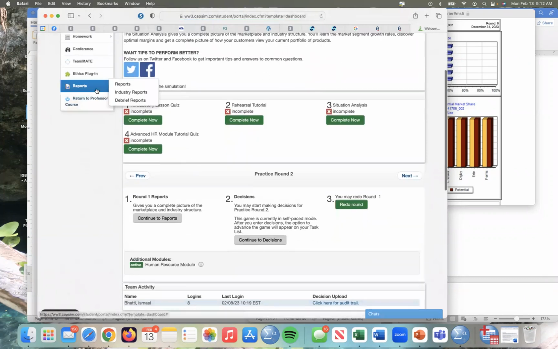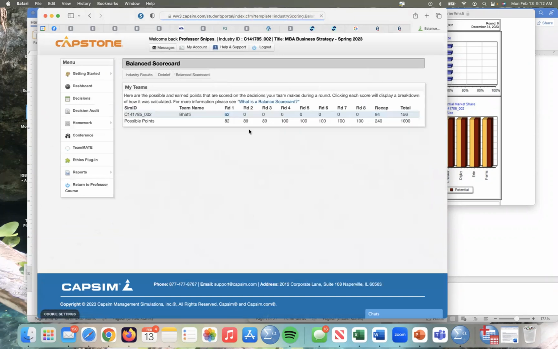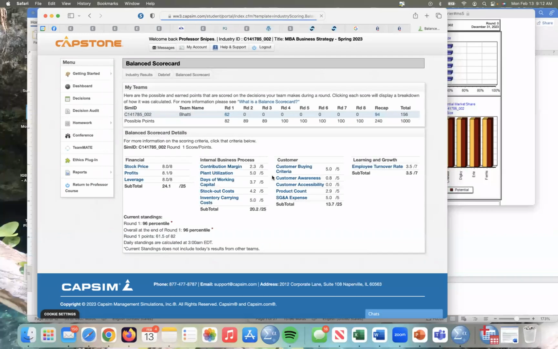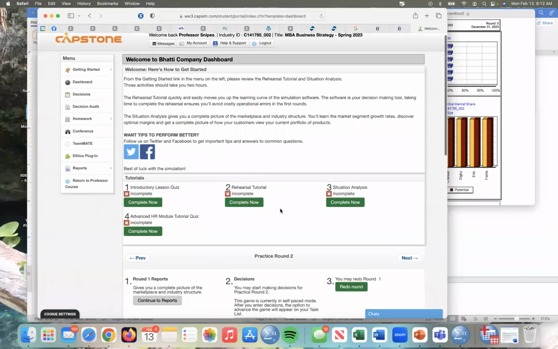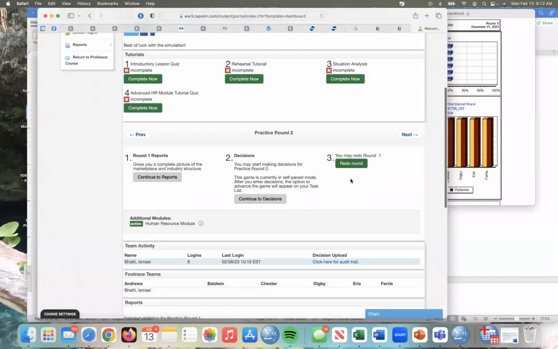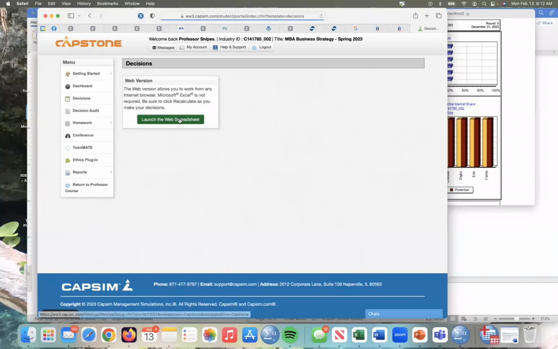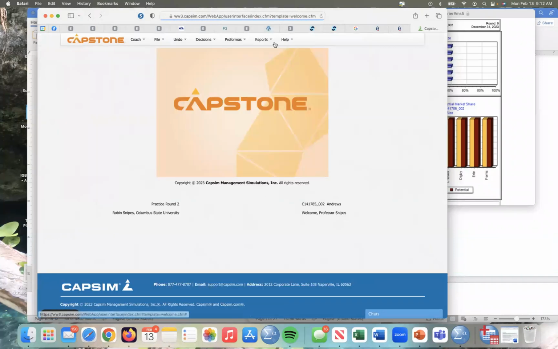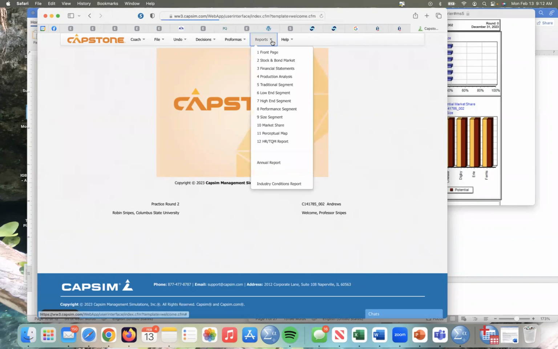And what I'm going to do first is look at my reports, go to debrief reports, your balanced scorecard. Now I have my score up to 62. If you click on the 62, that's the 96th percentile. So that's for round one. So we can redo round one, but we have it pretty high now. I wouldn't redo it. Instead, we'll continue on to decisions. And the first thing we're going to do as we start practice round two is look at our reports and see what happened to the front page report.